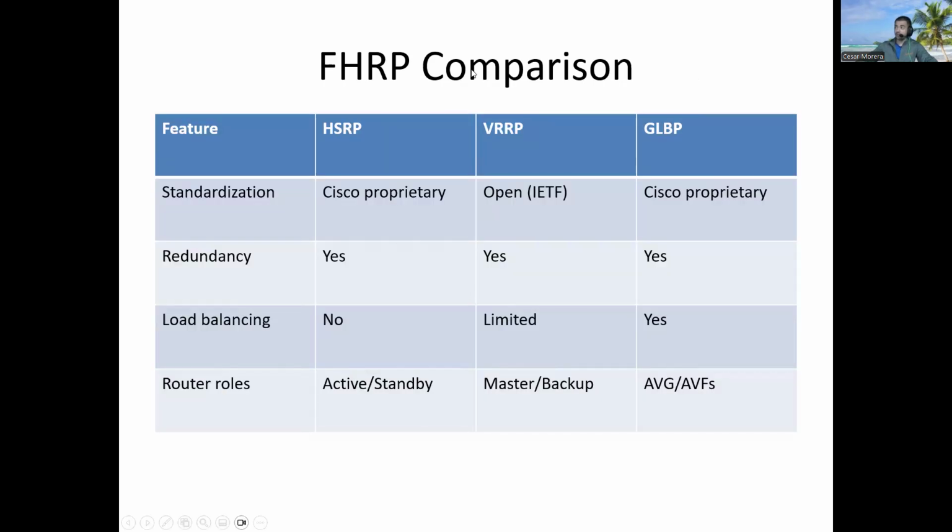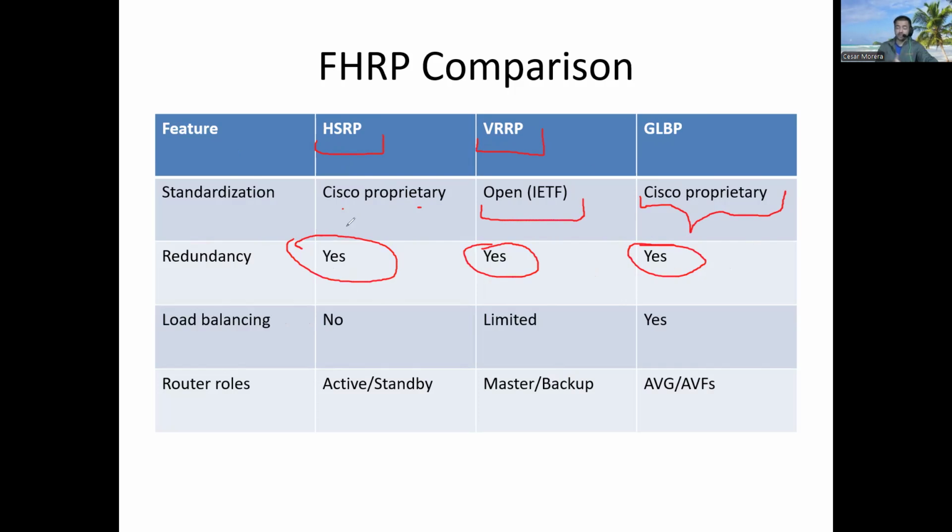And now we have a comparison between these FHRP protocols. We have the feature, HSRP, VRRP, and GLBP. For standardization, HSRP is Cisco proprietary. VRRP is an open standard, IETF. And GLBP is also Cisco proprietary. Redundancy, yes, of course. All of them provide us with redundancy.